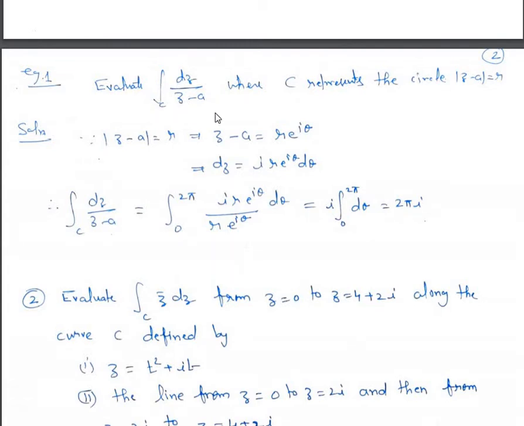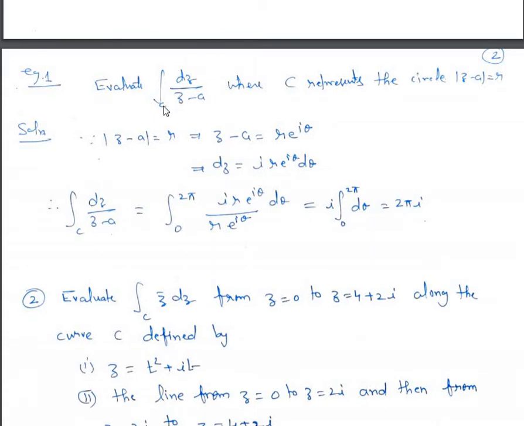Evaluate the integral over C of dz upon (z - a), where C represents the circle |z - a| = r. Now, because the equation of the circle is |z - a| = r, whose center is at the point a and radius is r, so |z - a| = r. This implies that z - a = r e^(iθ), where θ varies from 0 to 2π. So, therefore, dz is equal to i r e^(iθ) dθ.